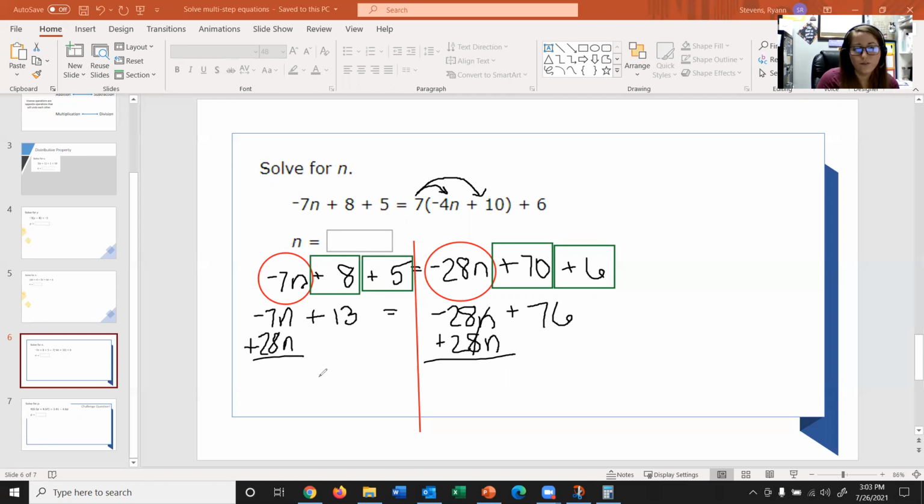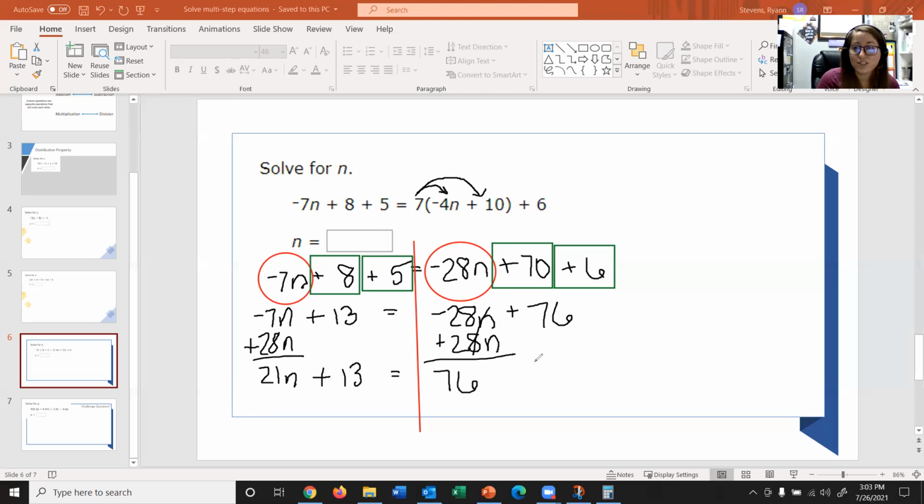This is going to cancel, leaving us with negative 7 plus 28. We're actually going to subtract and keep the sign of the larger number. So this is going to be 28 minus 7 is 21n. And since 28 is the bigger number and it is positive, we're going to leave this as a positive number. And then I have plus 13 equals 76.